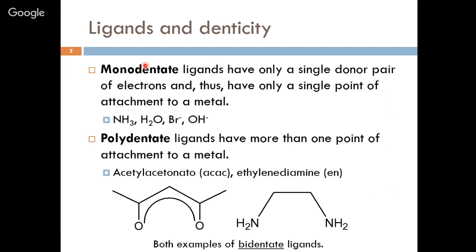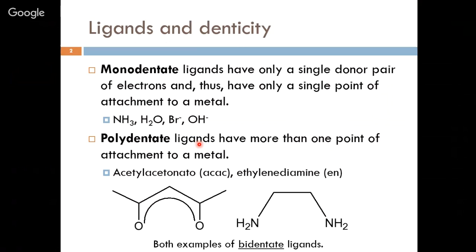So all right, let's talk about ligands and denticity. Ligands, remember, are the things attached to the metals, and denticity has to do with how they are attached to the metals. So monodentate ligands, and dentate means something like teeth or bite. Monodentate ligands have a single donor pair of electrons and have only a single point of attachment to the metal. So ammonia, like we looked at before, water, bromide, and hydroxide are examples of monodentate ligands.